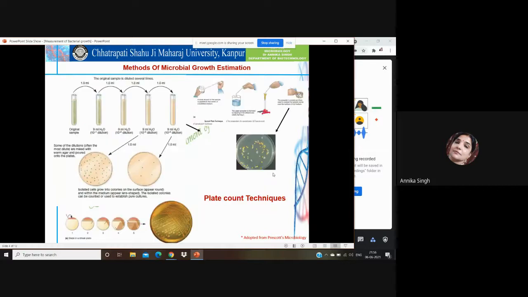Next, the indirect method of microbial growth estimation is counting the viable count, that is, plate count techniques. So in plate count techniques, first of all, if we want to count the number of bacteria or microorganisms from an environmental sample, it is necessary to obtain a pure culture first.